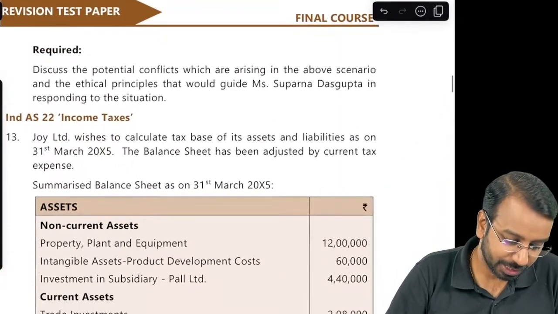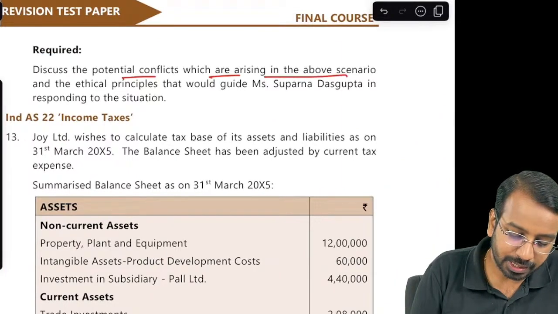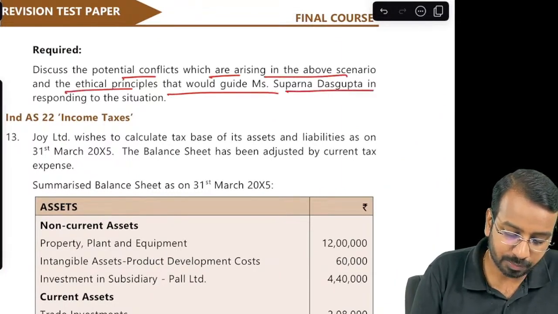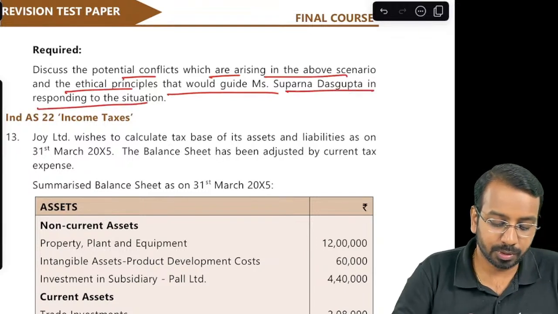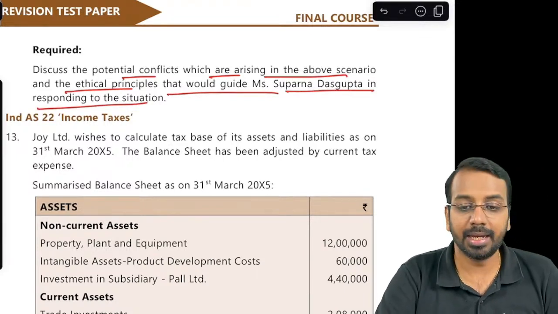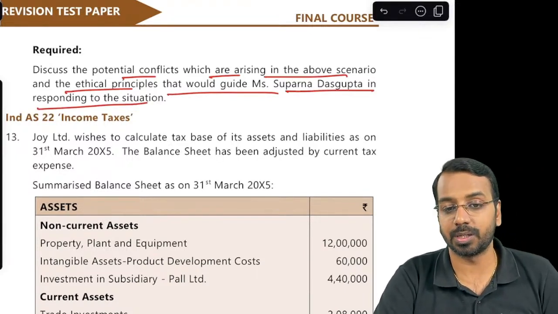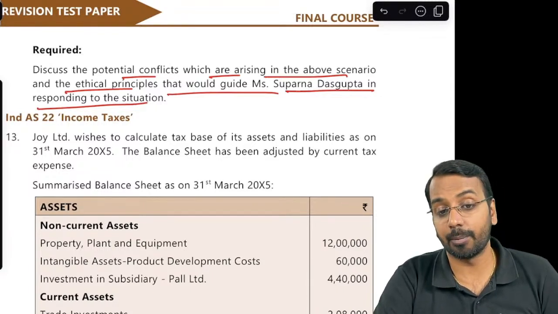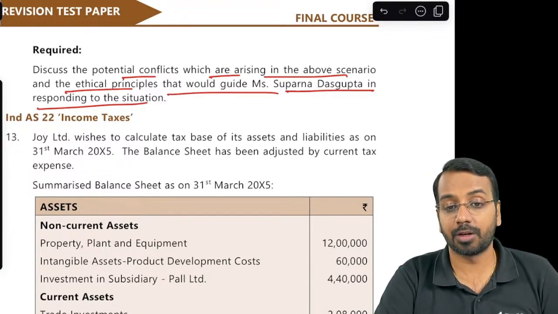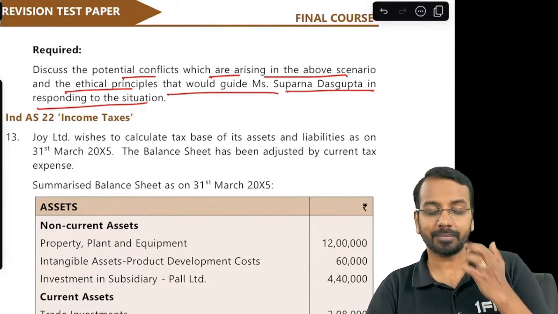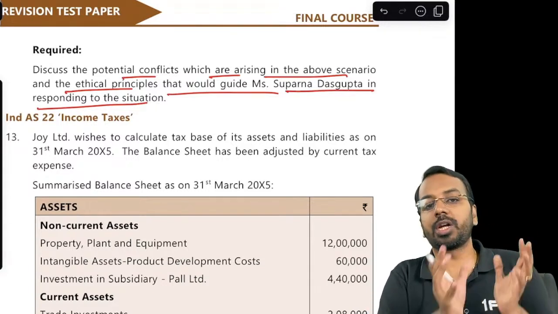Okay. Discuss the potential conflicts which are arising in the above scenario and the ethical principles that would guide Miss Suparna Das Gupta in responding to this current situation. Now we are talking about whom? We are talking about a chartered accountant. Now here, the first thing that we have to understand in this given scenario is what is the technical context? What is wrong here?